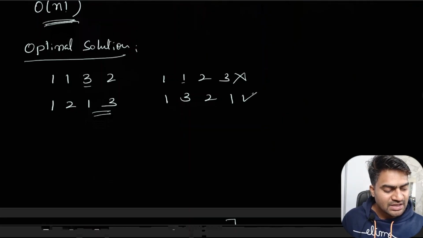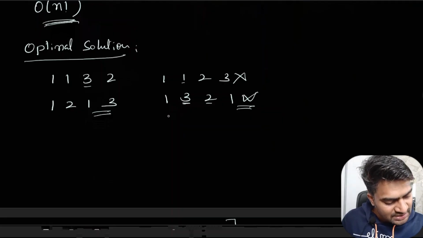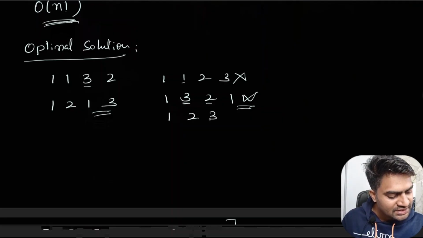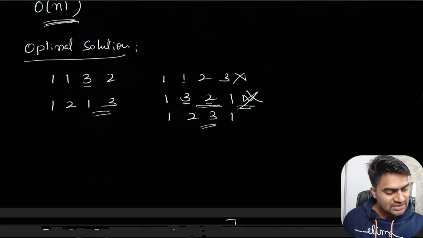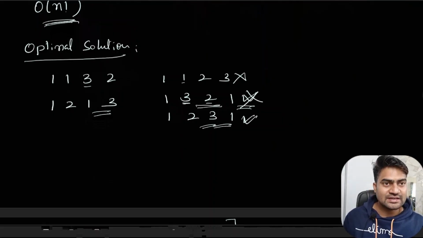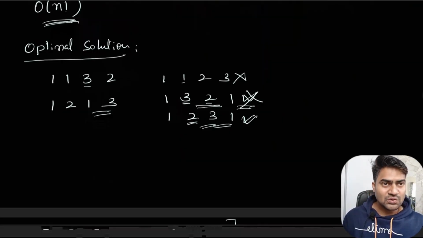So it might be the answer, but wait. We took 3, but there is also the possibility that we can take 2, correct? So I will say 1, 2, 3, 1. This is greater than 1, 1, 3, 2, but it is lesser than 1, 3, 2, 1. So 1, 3, 2, 1 cannot be my answer, and this one can be my answer, correct? Now, is it my answer? Let's see. Here I took 2.